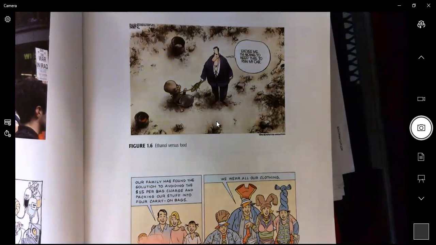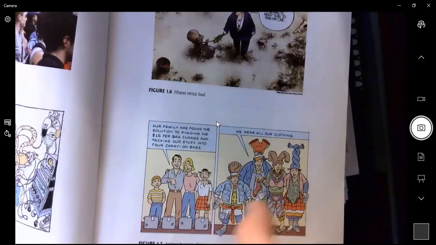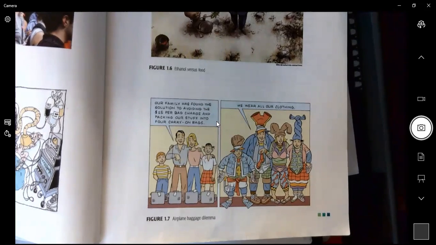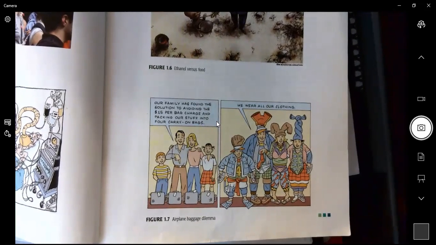And then the last picture feels so eerily out of place, you know, because it's commonplace now. But it used to be that airlines did not charge for baggage. This cartoon addresses that controversy when airlines first started charging people to check their bags into the airport. Now that's, again, commonplace.